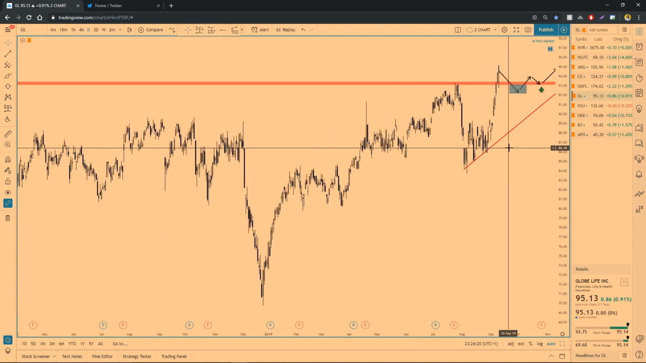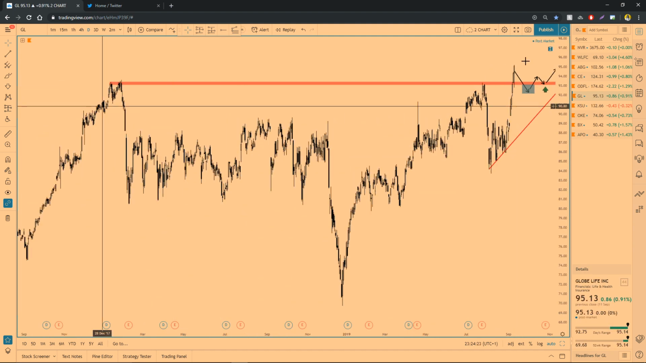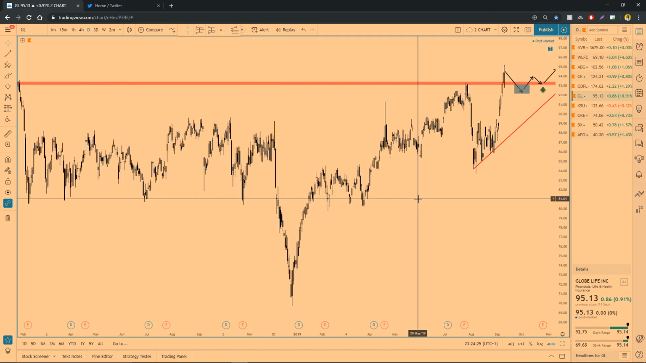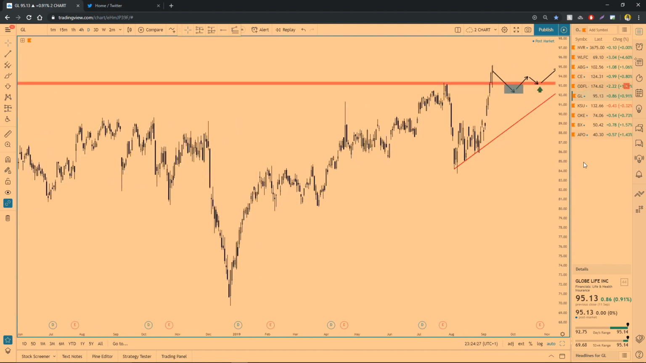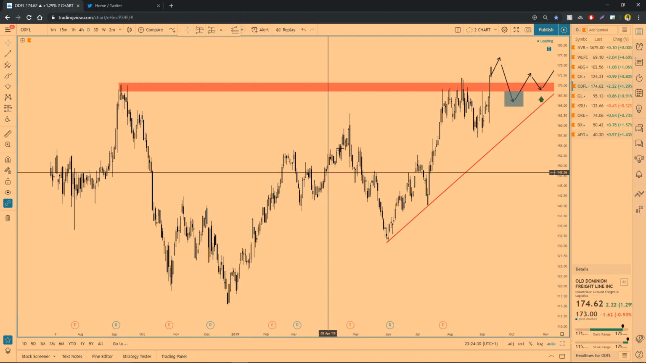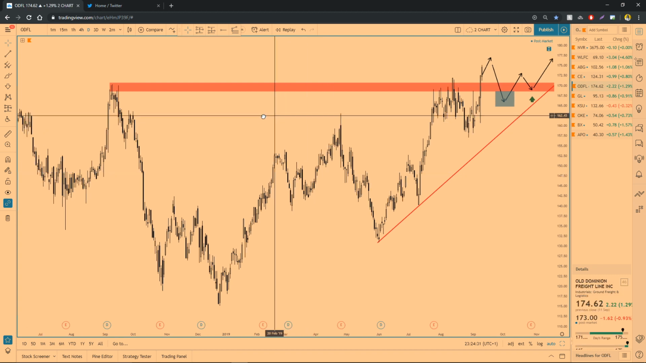So a huge breakout here for GL as well, as you can see, to new highs. We'll look for the same thing. And every single one of these are like that. So it's just one setup.